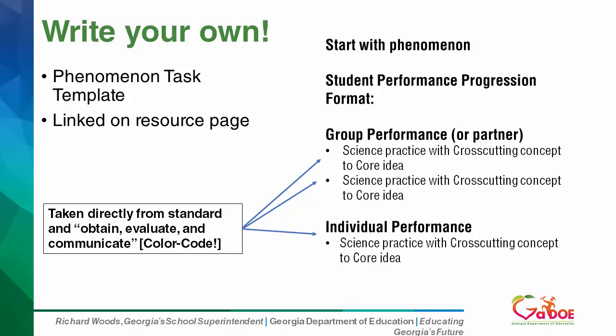So, the general progression goes like this. As we discussed earlier, start with the phenomenon, and when we think about the student performance, maybe it's a group performance or individual or partner, whatever that may be, take the science practice with the cross-cutting concept paired up to do what that core idea expects. And we can take those directly from the obtain, evaluate, and communicate. So consider color coding these like you see in the examples just to help highlight the importance of those pieces.